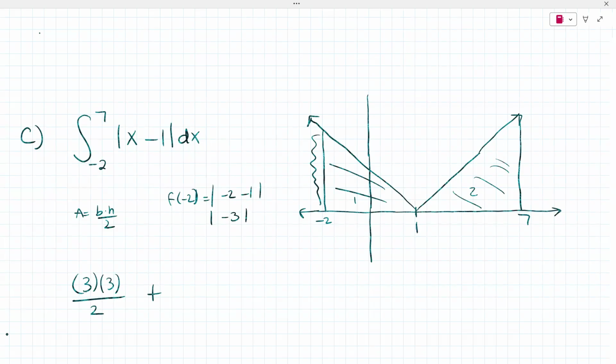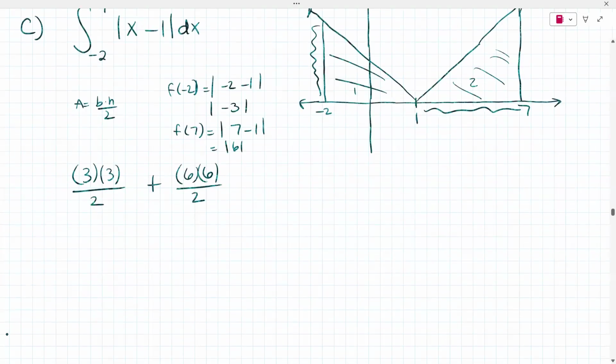The base would be, what's the distance from 1 to 7? It would be 6. And then the height would be f of 7, which is the absolute value of 7 minus 1, which is the absolute value of 6, which is 6, all over 2. 3 times 3 is 9 over 2. 6 times 6 is 36 over 2, which gives 45 over 2. And that is your area.